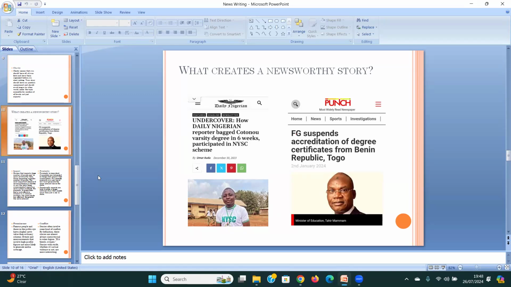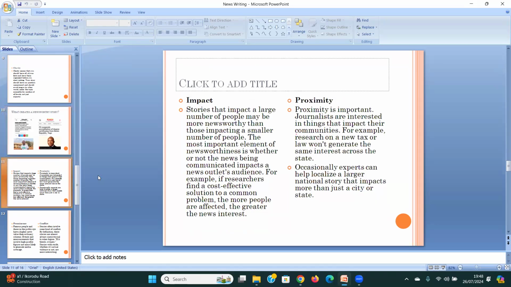The impact of that story was so massive that it forced, now that's the image on the right, the federal government to suspend the accreditation of all degree certificates from West African countries. That's just a recent example of the impact a story can have, a newsworthy story. So what makes a story newsworthy?